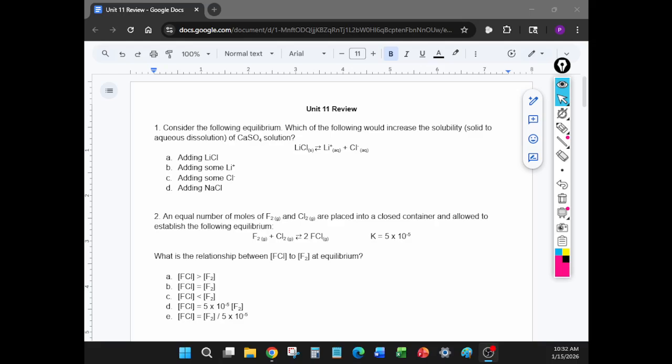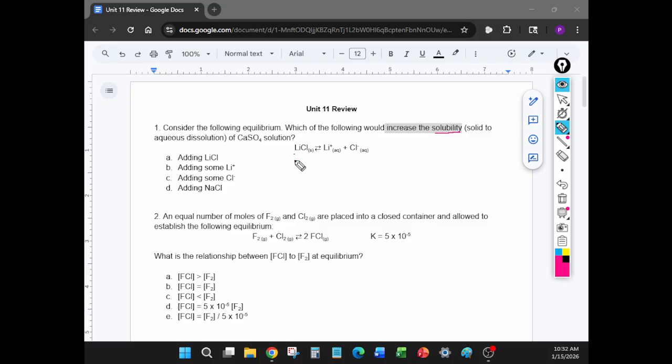Okay, so number one on the review basically gives you this equilibrium right here. And it's asking you, doing which of these four, so this is a multiple choice question, what will increase the solubility? Now, we talked about solubility a little bit, but I wanted to give you guys a little bit more detail about it. But solubility is basically when something dissolves, right? So solid going to aqueous, okay? Wrong compound, but it's this right here.